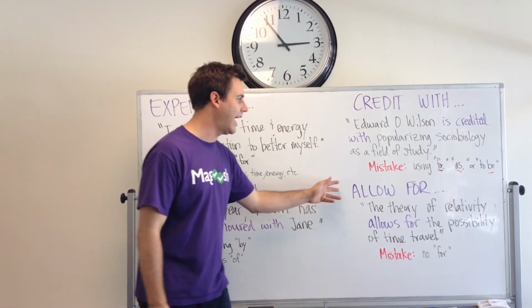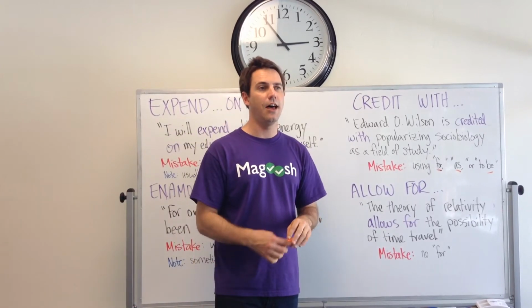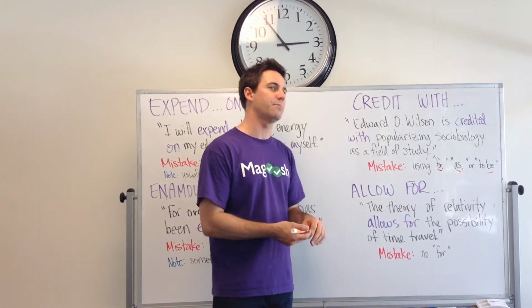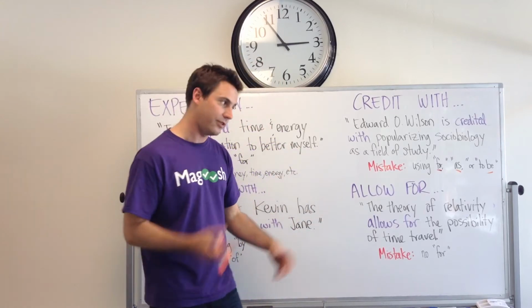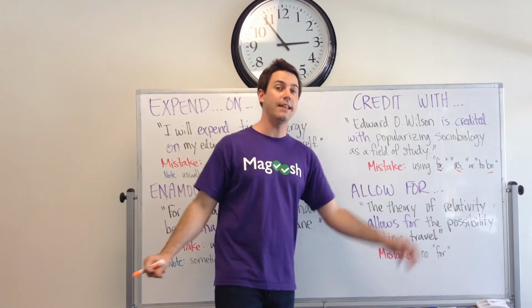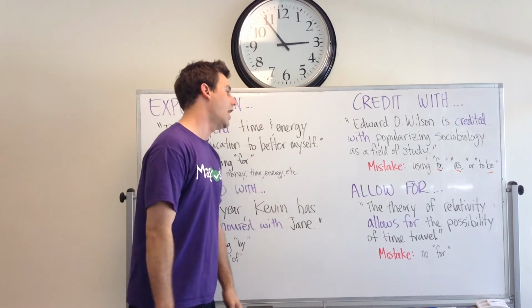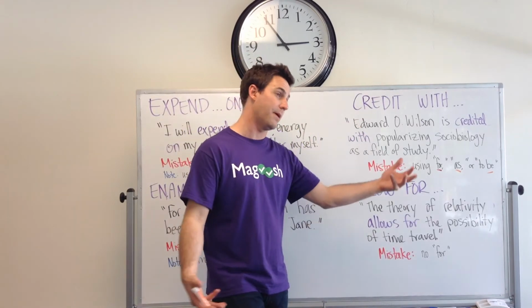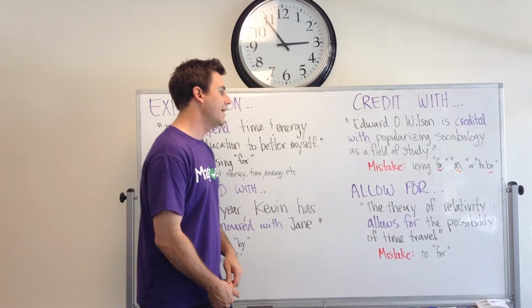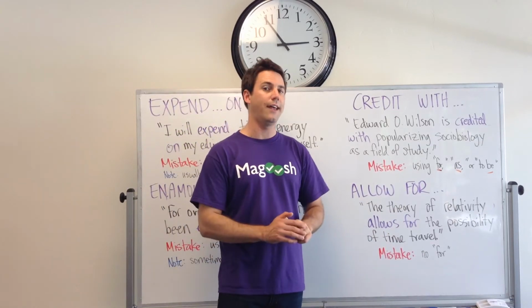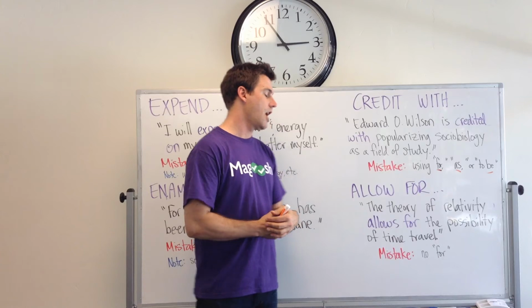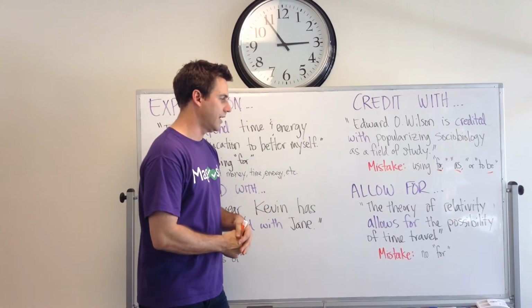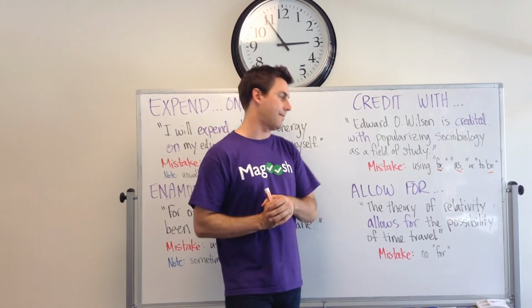Finally, we have allow for. I've seen some conversations about, well, is allowed to correct or allowed for correct? It really depends on the context. Allow to is about permitting things, if you permit something to happen. Allow for is a little more esoteric, so it's not used as much. And it is a little more academic, I would say.